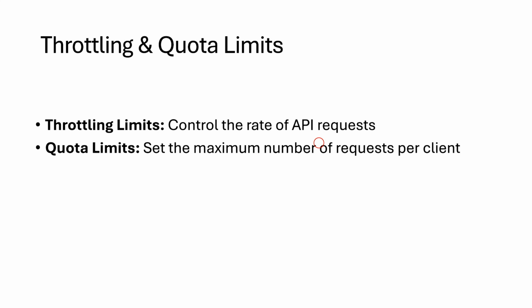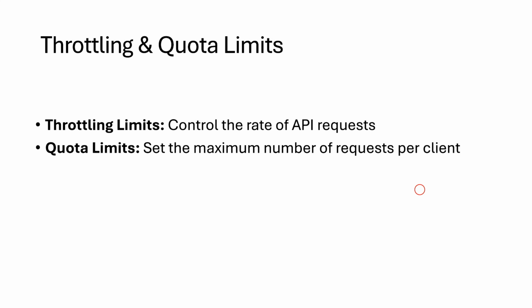And one more limit is the quota limit. You can set the maximum number of requests a client can make over a specific period of time. So a quota is like, for example, he can make 10,000 requests in 24 hours. If he makes more than 10,000 requests in 24 hours, then you won't send any response, or you will fail the request with a quota limit breached error.